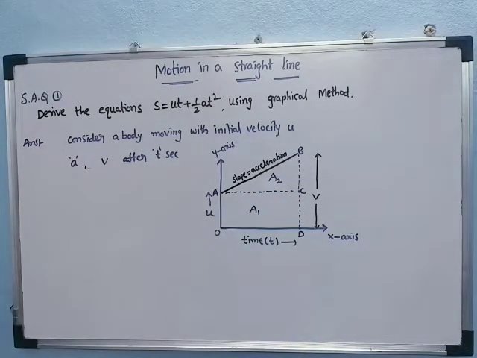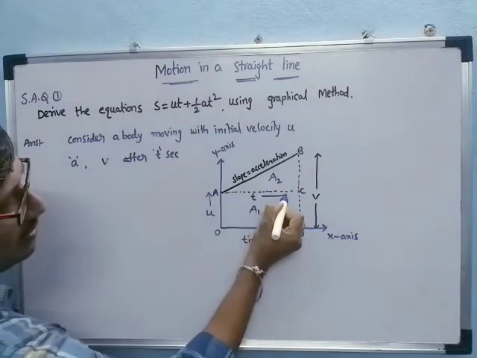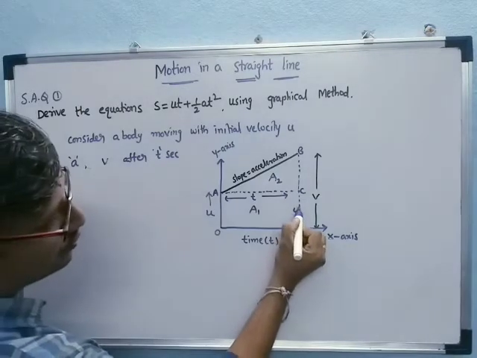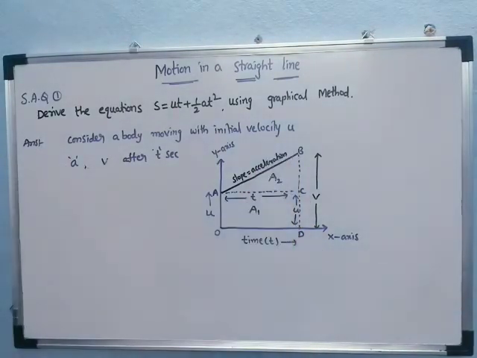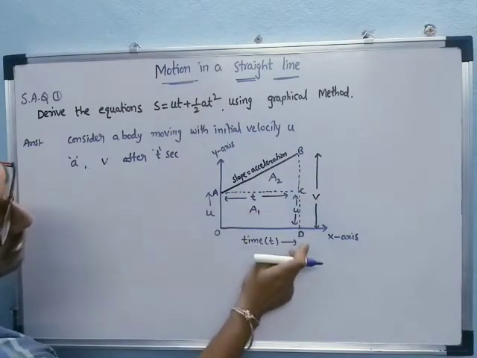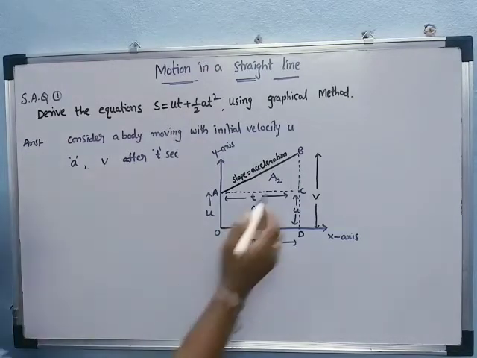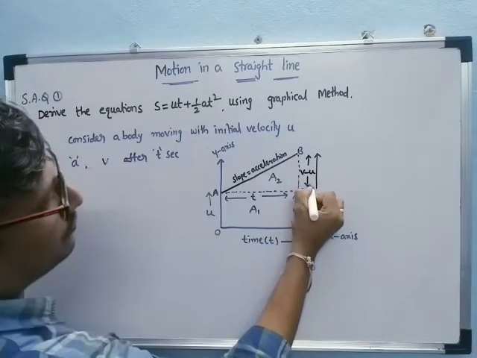In a rectangle, the opposite sides are equal. So this is equal to the time, and this is also equal to u, the initial velocity. Then find B to C. The total distance is v, and C to D is u. Then B to C is equal to v minus u.